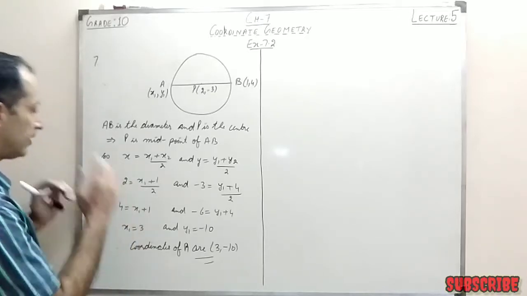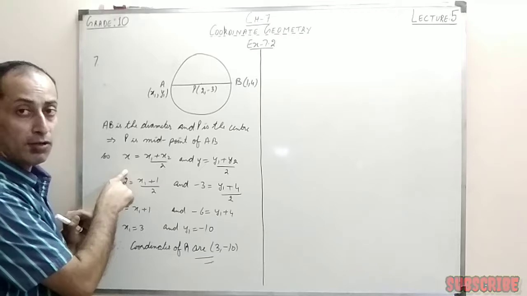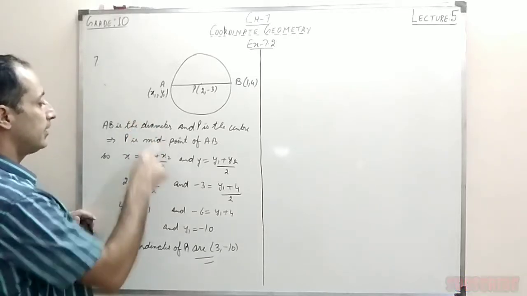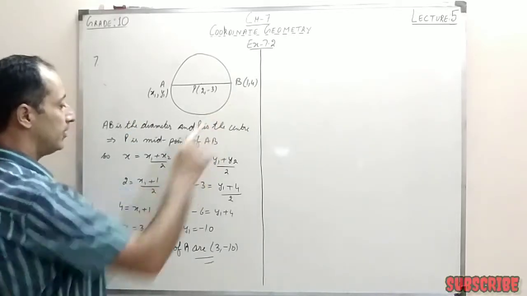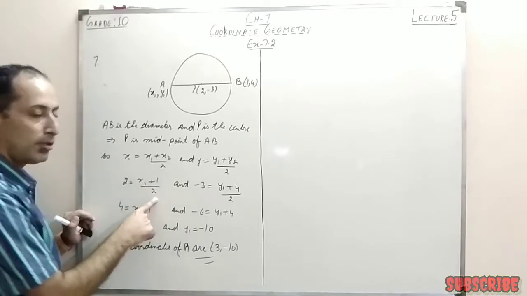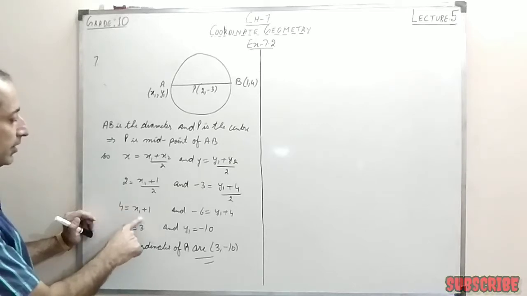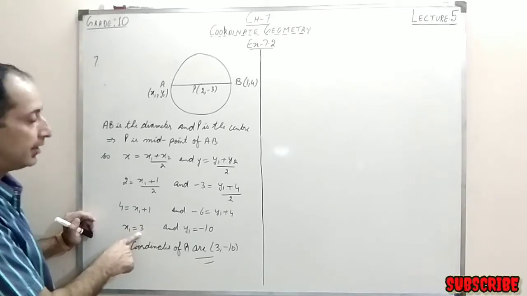You see the x first. See, x is 2, that is the x coordinate of the midpoint. x1 is this and x2 is the other end, that is 1. So we have 2 equals (x1 plus 1) upon 2. Cross multiply, 2 into 2 becomes 4, equals x1 plus 1, and x1 we get as 3.